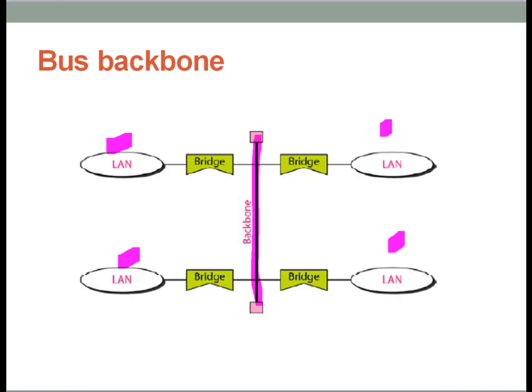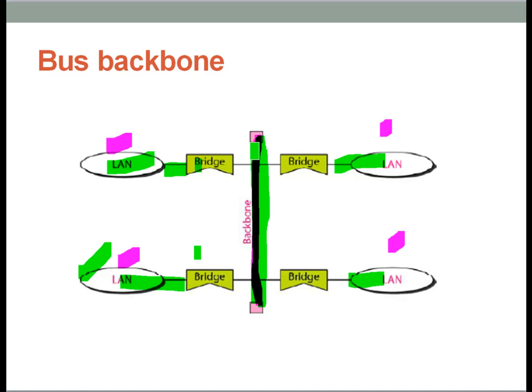I am going to connect it now. So this is bridge, bridge, bridge. So I am connecting the first local area network, the second local area network, third local area network, fourth local area network. So this is going to be the bus backbone. So it will be in the bus structure, a straight cable. You can connect any number of local area networks there.